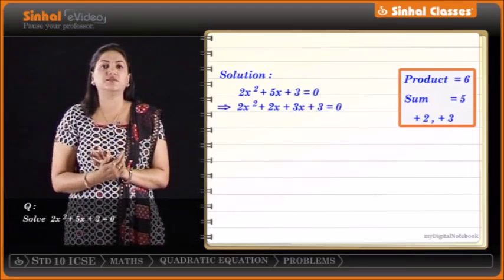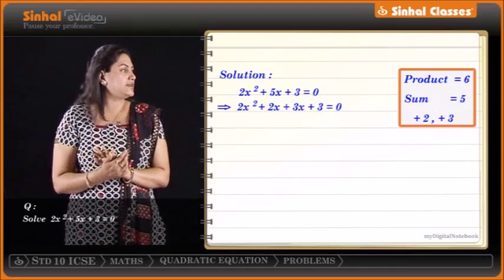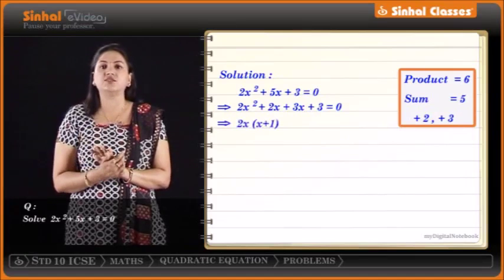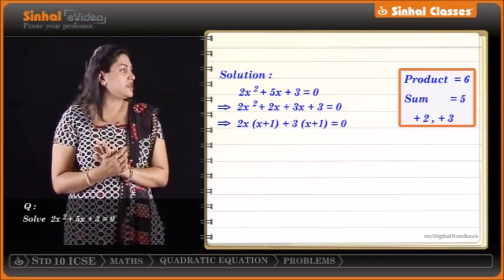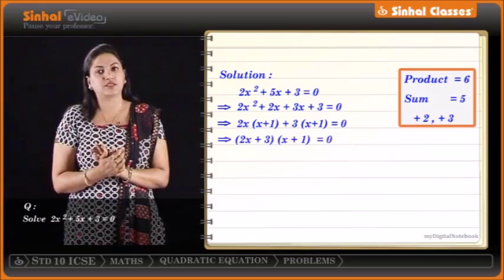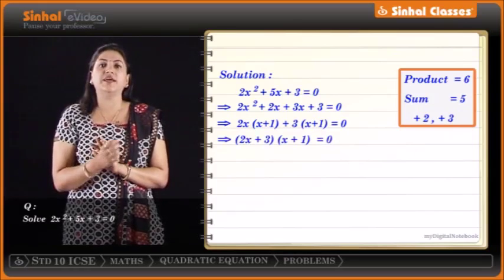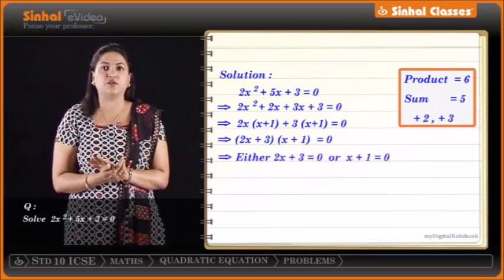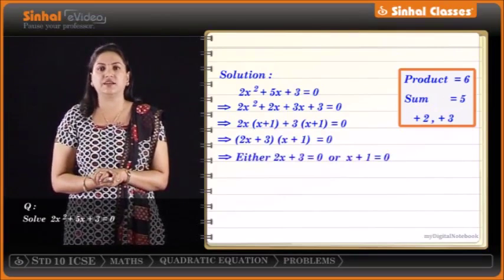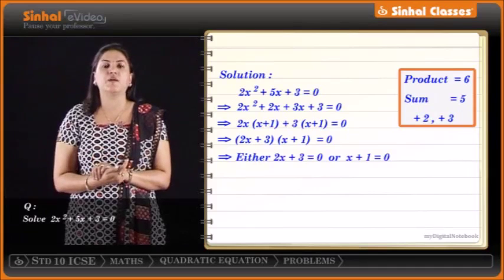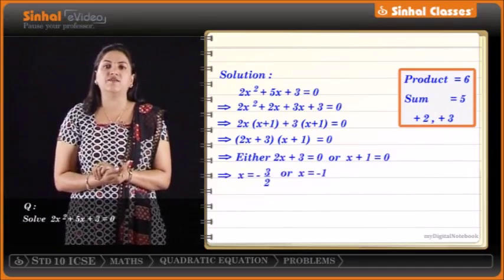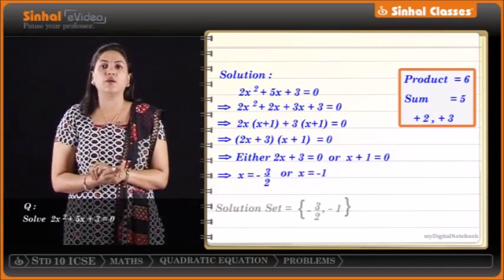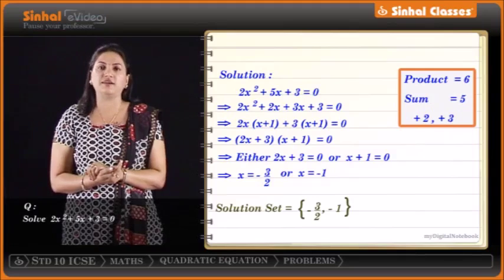From the first two terms, we have 2x common, bracket x plus 1. From the last two terms, we have 3 common, bracket x plus 1, which is equal to 0. Now factorize 2x plus 3 into x plus 1 is equal to 0. That is, either 2x plus 3 is 0 or x plus 1 is 0. So x is equal to minus 3 upon 2 or x is minus 1. We write the solution set as minus 3 by 2, minus 1.